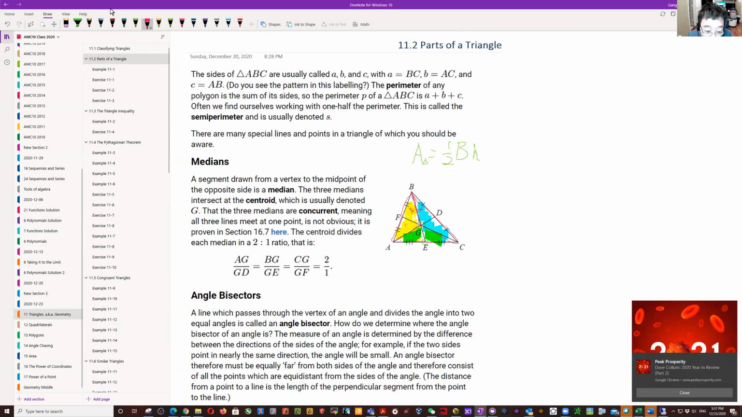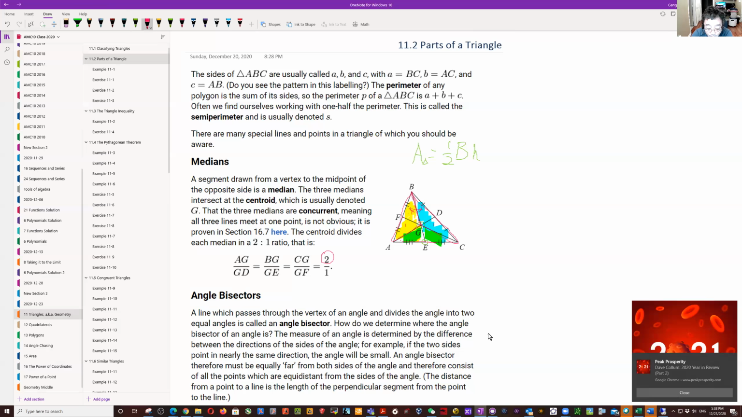So this median thing has a lot of interesting things to think about. It also has a 2-to-1 ratio. This length BG over GE, AG over GD, and CG over FG are all the same ratio of 2-to-1. So that's a very important fact.